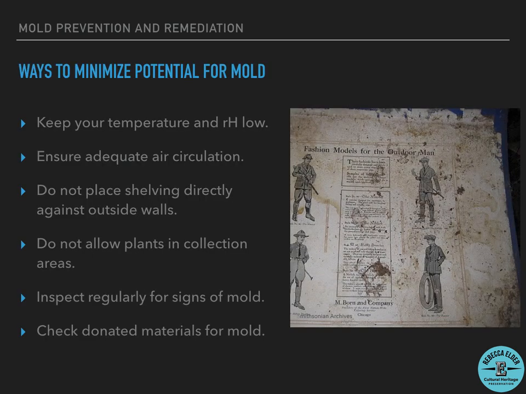So let's talk about how we can minimize the potential for mold. You want to make sure you keep your temperature and relative humidity low. Usually we recommend relative humidity under 50% for preventing mold outbreaks because that gives you a little bit of a cushion before you hit that 65%. That's so important. And you want your temperature low. 68 is great. If you can go a little lower, that's even better.